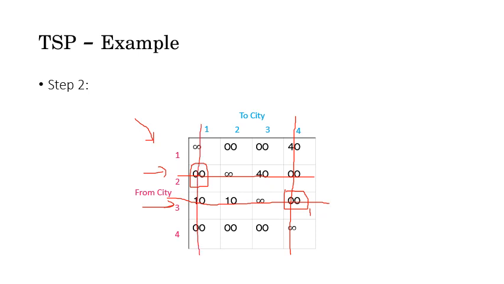Then we again look for the row containing a single zero entry, but I think now we don't have any row left containing a single zero entry. So now we can arbitrarily break the ties. So let's say that I assign x13 to be 1. So that means the salesperson should travel to city 3 from city 1, and hence no further assignments are possible in column 3 and row 1.